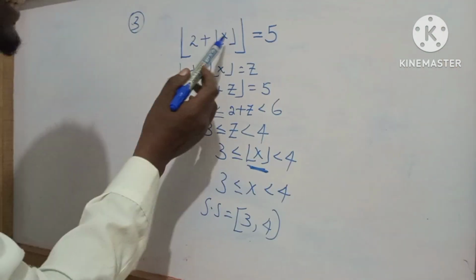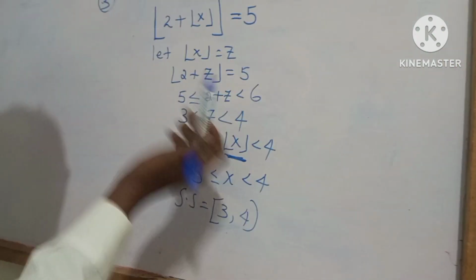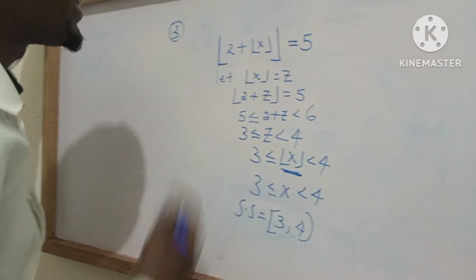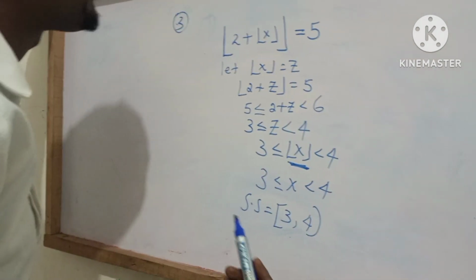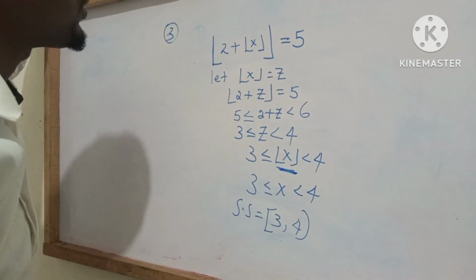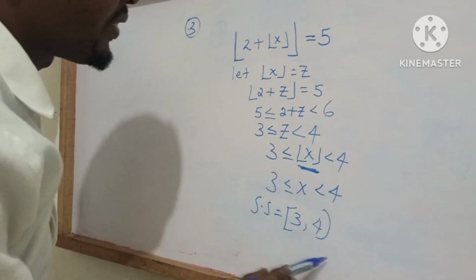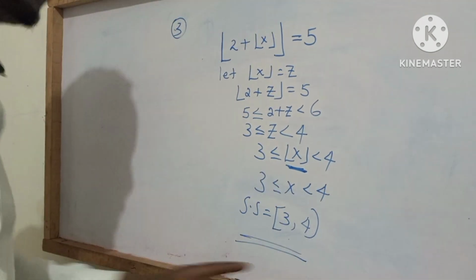So if you take 3 here, 2 plus 3 is 5. So the greatest integer of 5 is 5. And if you take 3.9, 2 plus 3.9 is 5.9. And the greatest integer of 5.9 is 5. Therefore, our solution set must be this one.